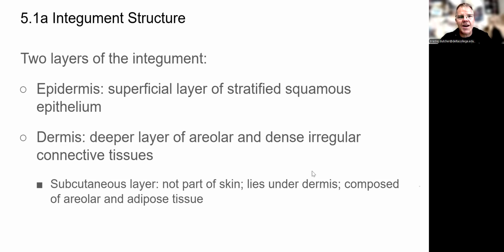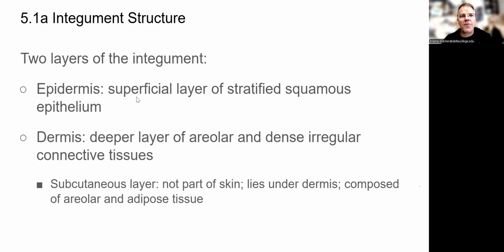So, quick introduction to the structure of the integument. The integument is divided into two main structures: the epidermis. Epi means outer. That's the superficial layer of stratified squamous epithelium. And then the dermis is the deeper layer of areolar and dense irregular connective tissue. So here we are seeing our tissues and tissue types being put into action. Some of our directional terms as well.